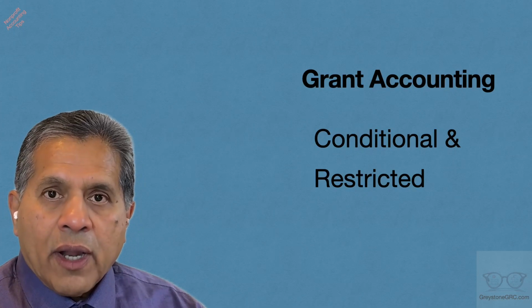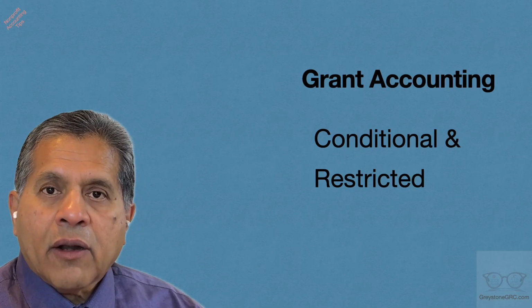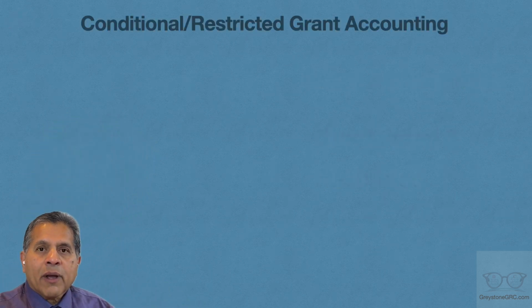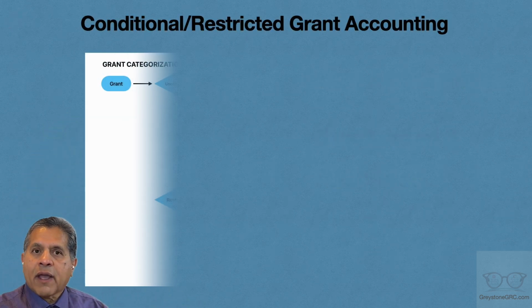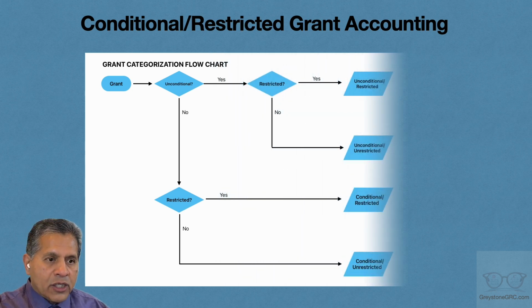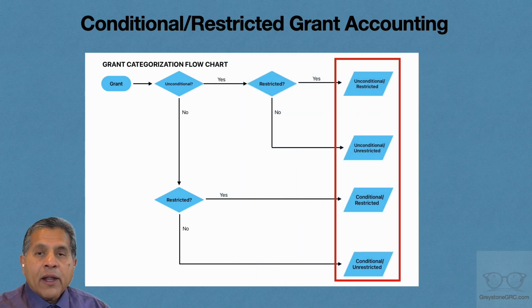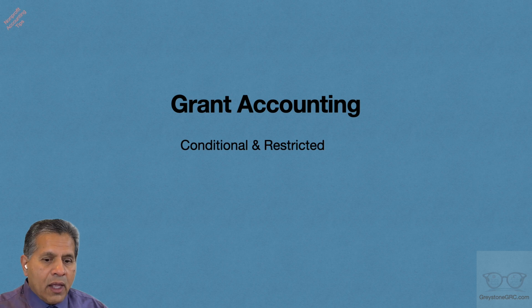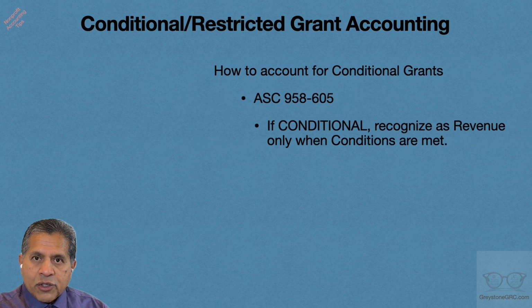And welcome to grant accounting for conditional and restricted grants. In a previous video, we talked about how you take a grant and classify it into one of the four grants that are out there. This would include, as shown on this list on the right, unconditional and restricted, unconditional and unrestricted, conditional and restricted, conditional and unrestricted. In this video, we're focused on conditional and restricted. Let's dive into conditional and restricted accounting.